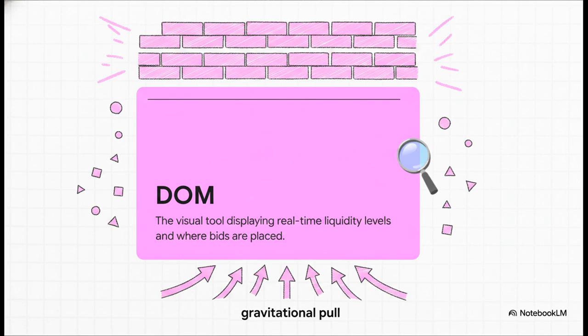Because large institutional players leave their footprints right here, price is very often magnetically drawn to these high liquidity nodes. Why? Because participants naturally seek out areas where massive block orders can actually be filled without causing immense slippage.